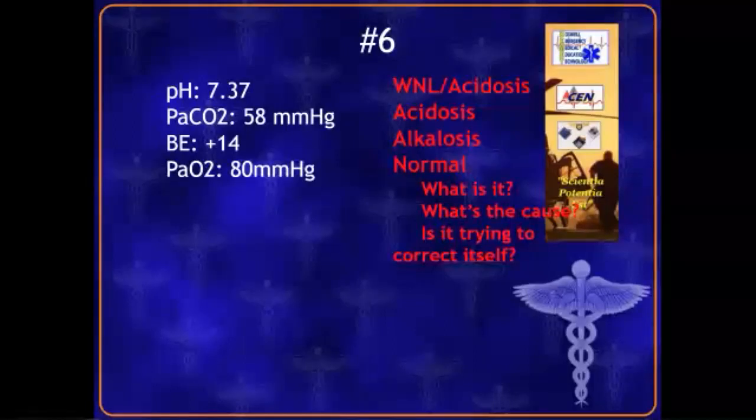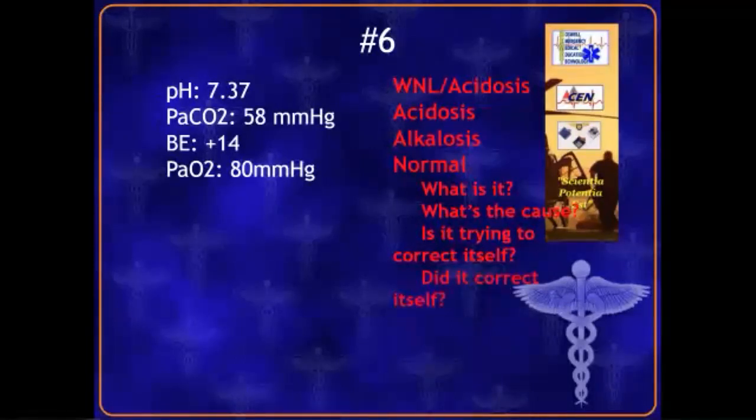Is it trying to correct itself? It's a respiratory problem. The metabolic side has to compensate, which means I look at the bicarb or the base excess deficit, and I say, is it normal or not? In this case, a base excess of 14 is abnormal. It's more than +2. So there is some compensation going on here.